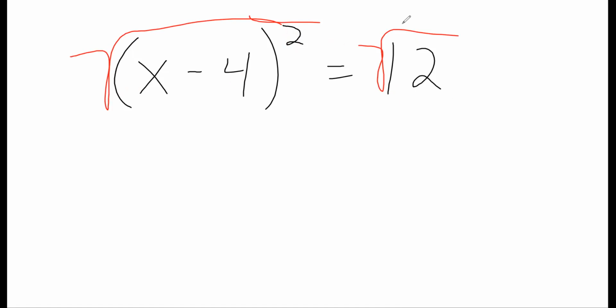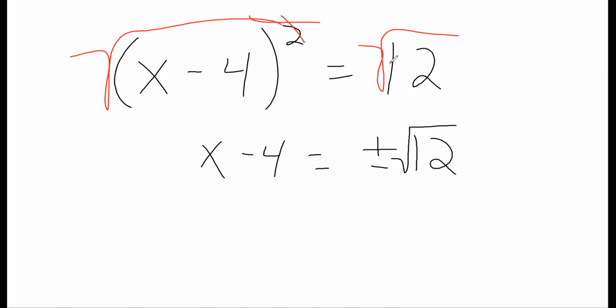The square root and the squared cancel each other out, which is the whole reason we took the square root. I can even drop the parentheses here. I have to manually remember that it's plus or minus the square root of 12. What's even cooler is, well, I haven't completely solved for x yet. I need to get that 4 out of here, so I'm going to add it to both sides. And I can actually do that and make it look like this. 4 plus or minus the square root of 12.